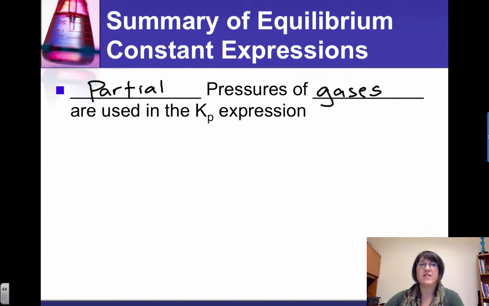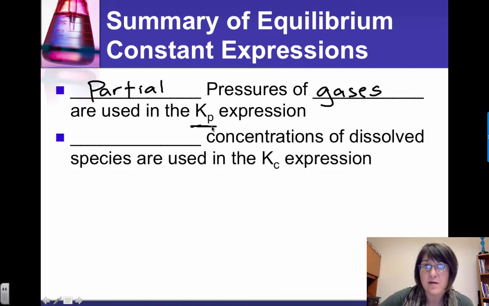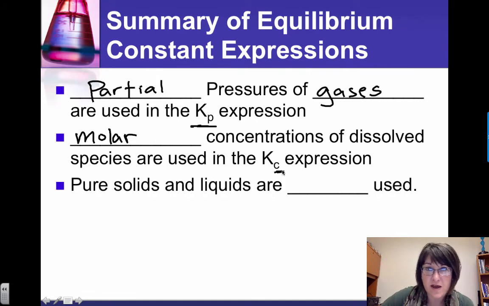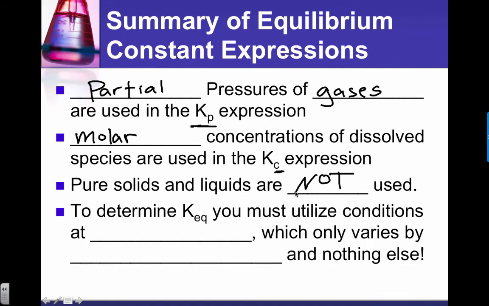Partial pressures of gases are used to calculate the Kp expression. So if you're putting pressure into the K expression, you have to call it Kp. But if you are using molar concentrations in your equilibrium expression, then you call it Kc, not Kp. They are not the same. You have to be careful. And if you have pure solids or pure liquids, we do not include them in the expression.